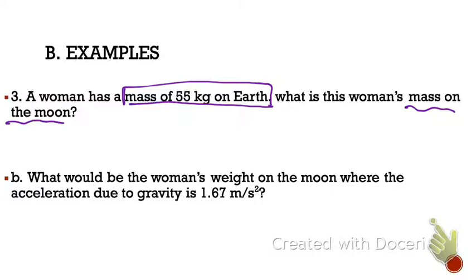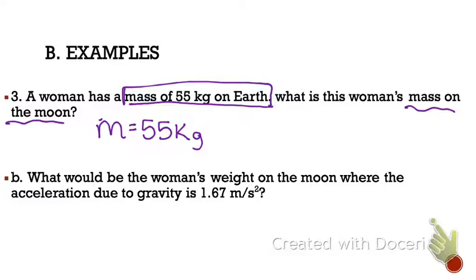Remember, mass does not change. Weight is what changes. So the force is what changes from one location to another. The mass does not. The amount of material that she is made up of is the same as here on Earth as it is on the moon. So she's made up of 55 kilograms of mass. So therefore, her mass should be 55 kilograms on the moon. So there's no real formal calculation needed here. Her mass is going to be equal to 55 kilograms. Again, mass does not change.